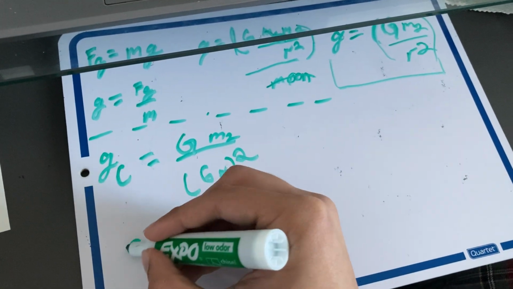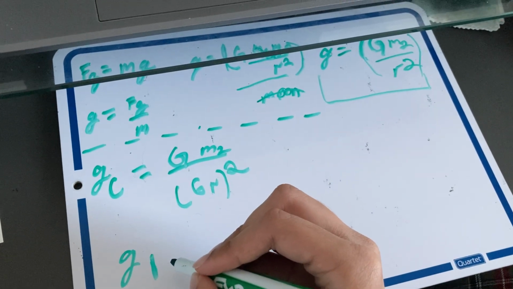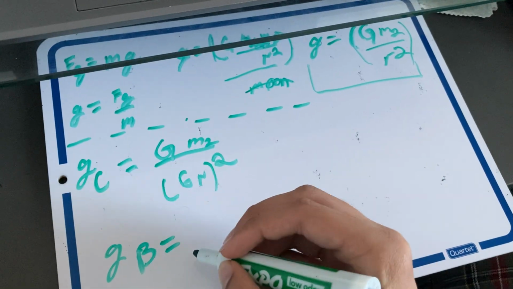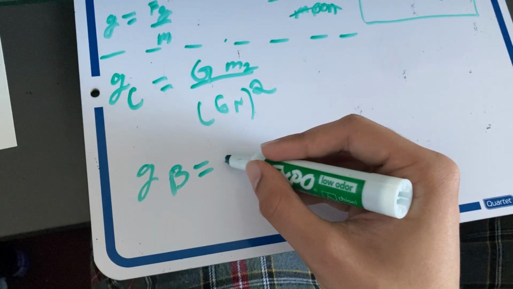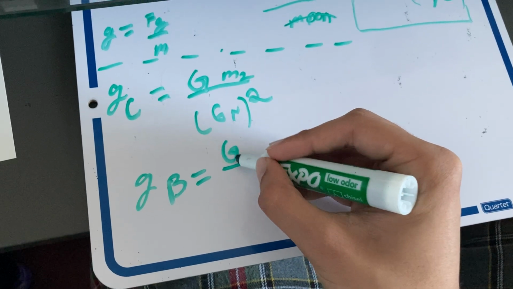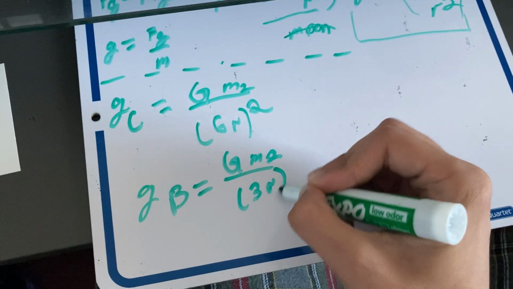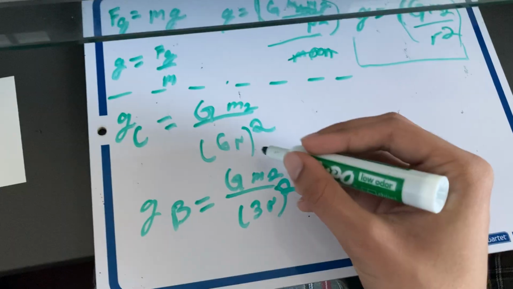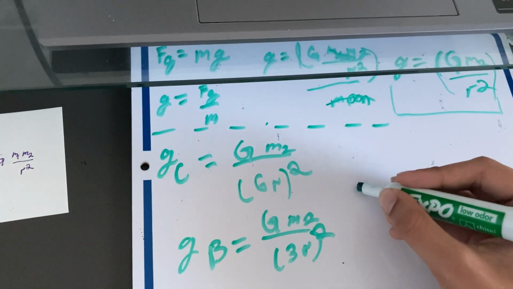Okay, then the next thing we need to do is find GB. What is that? GB is 2R plus the 1R, which creates 3R. And the 1R is coming from the planet, if you guys remember. We add that too. So here's what we're going to end up getting.